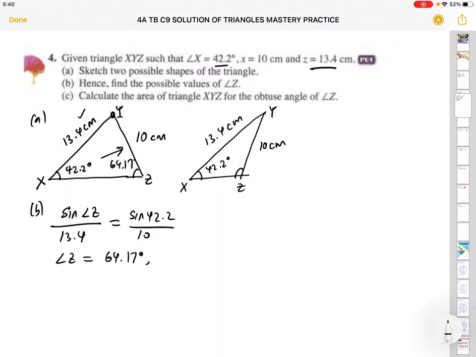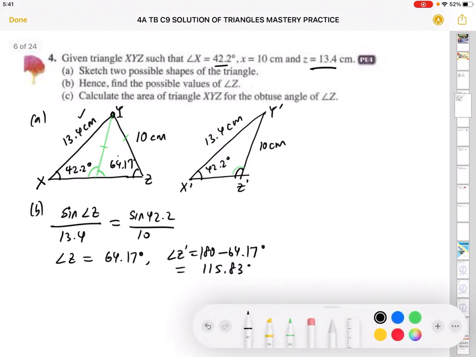Now notice that if you flip this in, let me just highlight this for a while. Use a green pen here, draw another line here. Now if these two are equal length, this is also 64.17 because they are isosceles triangles. So the angle next to it, which is the same as this angle xzy, perhaps I should label this as prime so that you can see there's two different triangles. The first one is without prime, second with prime. So the second z prime will be 180 minus 64.17, and that will give us 115.83. Hope it makes sense to you, right? So one is acute, one is obtuse.